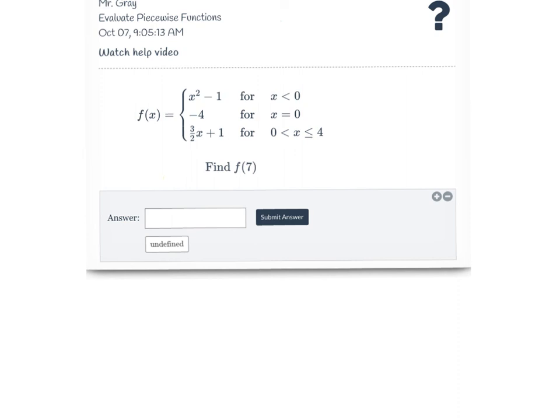So which of our domains does that go into? Well, 7 is not less than 0, 7 isn't 0, and 7 isn't between 0 and 4. That means that when I look at my domain over here, 7 is not in our domain. Not in our domain means it's undefined. So this problem we would say is undefined. That value is not in our domain. There's no output to go with it. We just can't even take that input into this function.